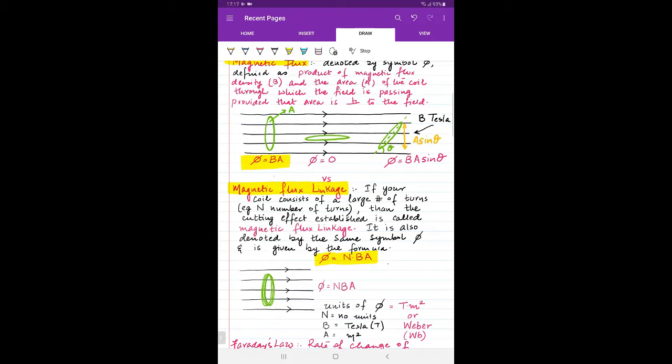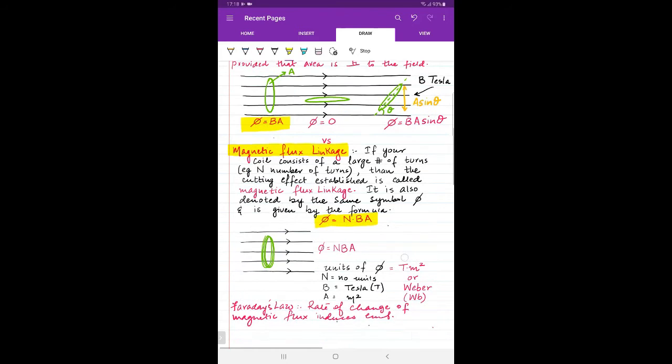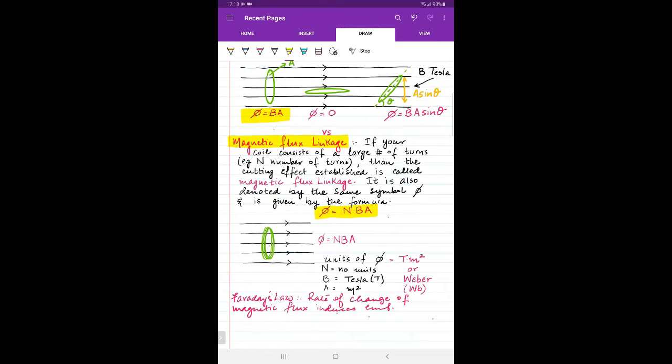Now, as far as units are concerned, I'm sure you will agree, if you look at the formula for phi, N doesn't have any units. The number of turns has no units, it's a dimensionless quantity. B has the unit Tesla, area has meter square. So on the basis of this result, your final answer will be Tm square, Tesla meter square.